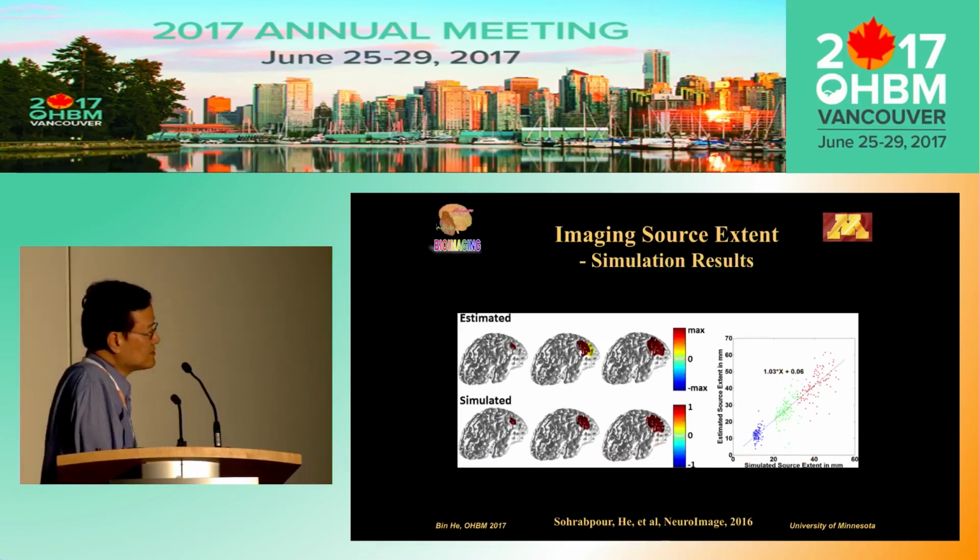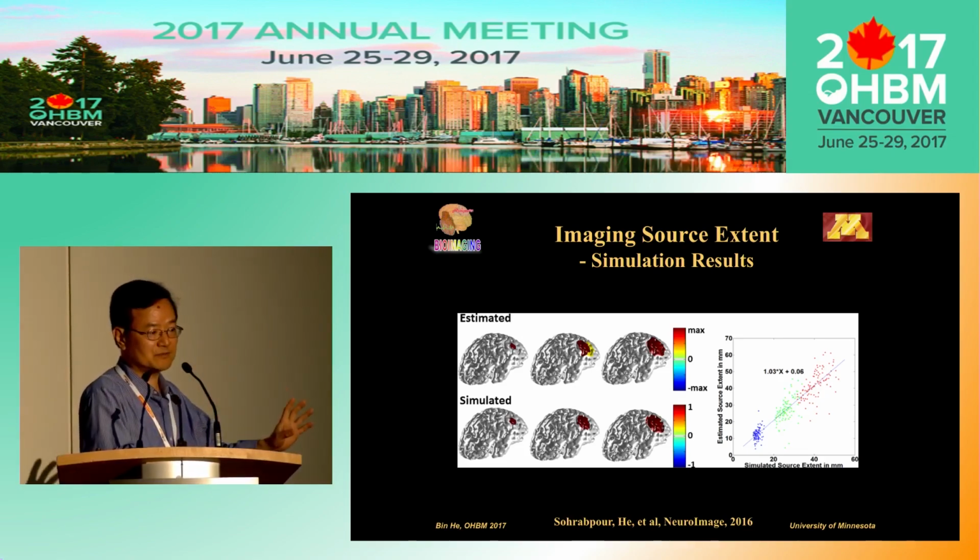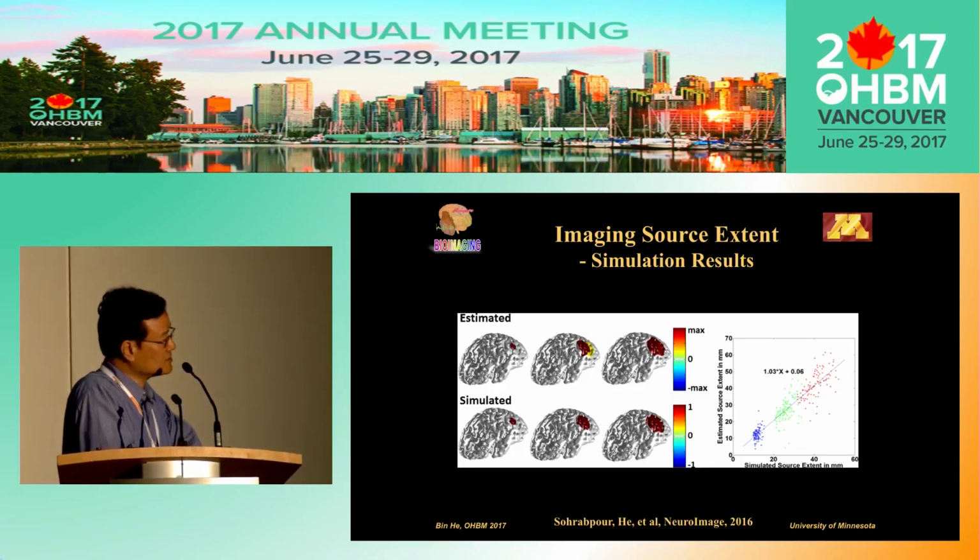Here is a computer simulation result where small, medium, and large area extents were simulated, and we ran many, many Monte Carlo simulations. Here is our non-invasive imaging result. We did not use any a priori information. There's no thresholding. 2 minutes. Yes, I will be finished in 2 minutes. And this shows it works.